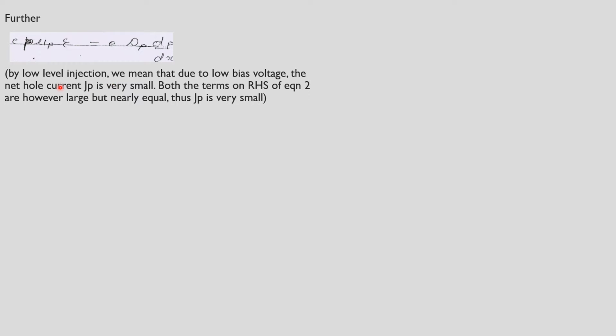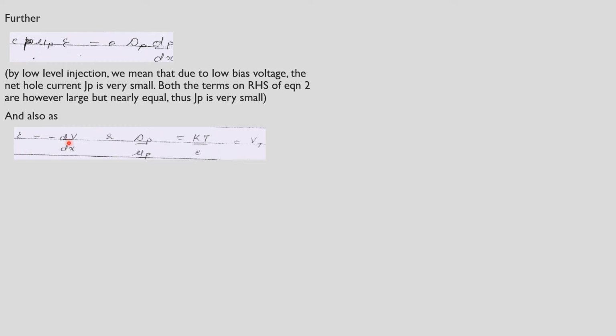Further, e p mu p E is equal to e Dp into dp by dx. This is for the case of low level injection. We mean that due to low bias voltage, the net hole current Jp is very small. We can take it as approximately 0 because both the terms on the RHS of equation 2 are large but nearly equal, hence Jp becomes very small.